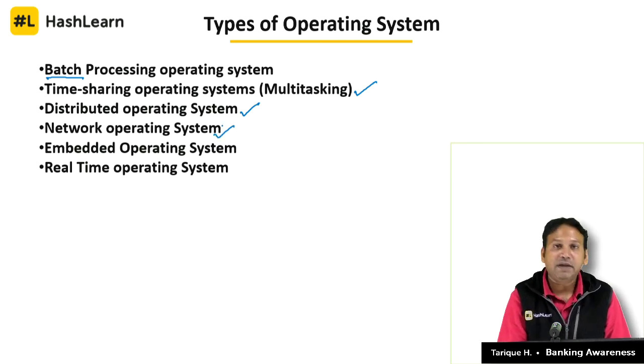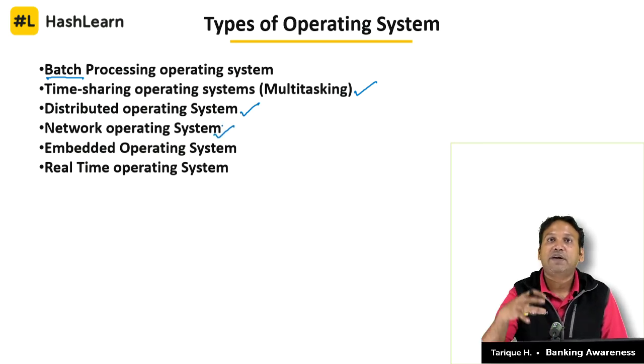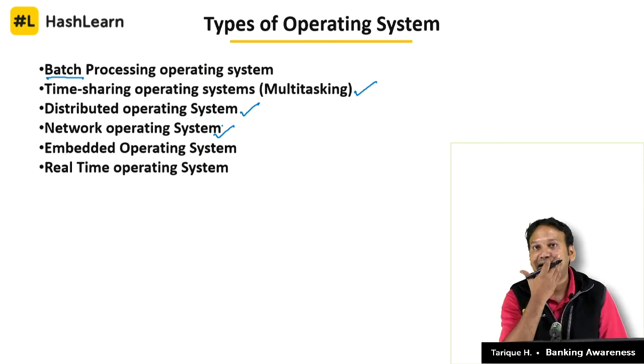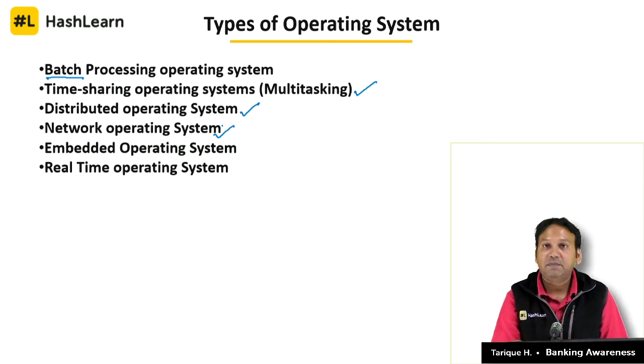A network operating system is where the operating system is on a network computer server, which is then connected to all other workstations, the printers, scanners, and it's being controlled from the central server. That is called a networked operating system.